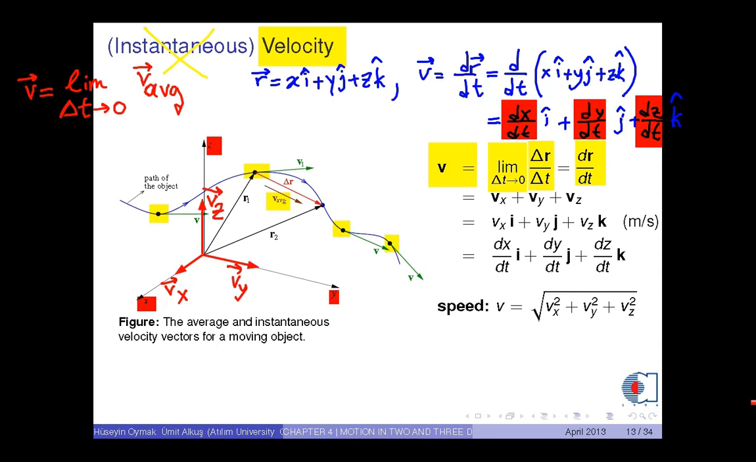We can thus write the velocity vector in terms of rectangular coordinates in three different forms. V equals Vx plus Vy plus Vz, or Vx i plus Vy j plus Vz k, or dx over dt i plus dy over dt j plus dz over dt k. The magnitude of the velocity vector of an object at a certain time is called its speed at that time. That is, v equals square root of vx squared plus vy squared plus vz squared. Note that speed is always a positive quantity. Now let's solve an example.